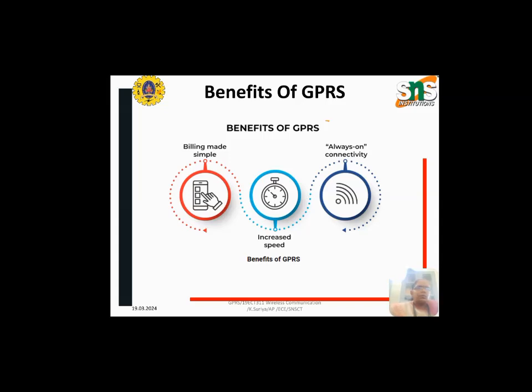So the next one is increased speed. A significant advantage of GPRS is that it provides a higher data rate than GSM. GSM was designed to transmit data of approximately 14.4 kilobits per second at first. Over the 2G network, GPRS on the other hand provided data speeds up to 86 kilobits per second.